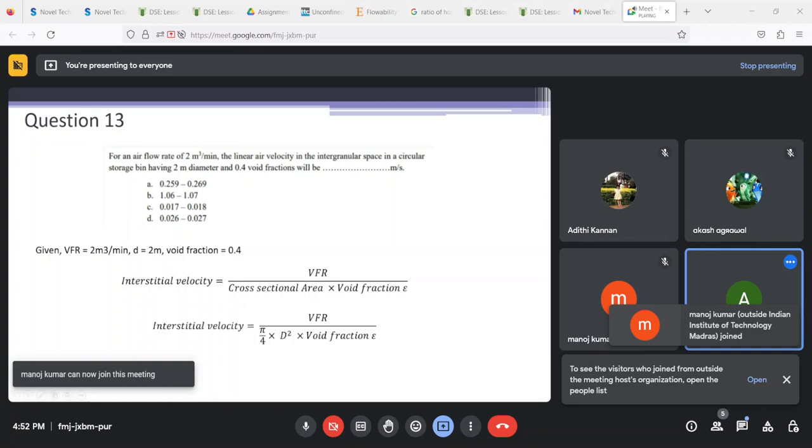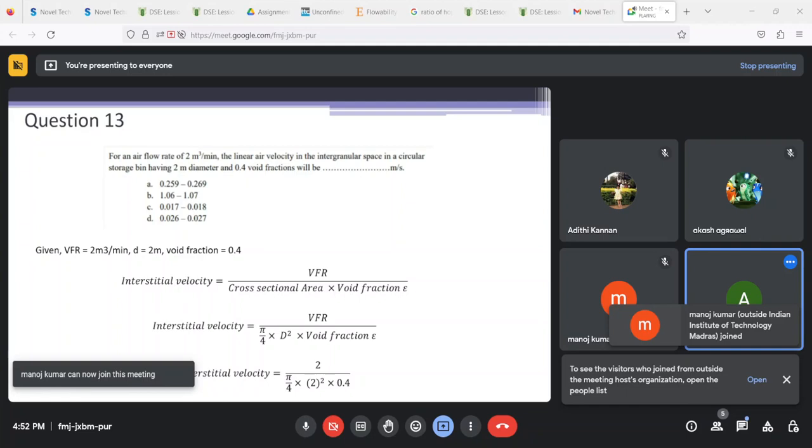So interstitial velocity can be given as volumetric flow rate divided by cross-sectional area of the bin, which is pi by 4 into d square, where d is the diameter of the storage bin. That area into the void fraction will tell you what is the area between the two grains. The volumetric flow rate divided by that area between the two grains will give you interstitial velocity. Hope this is clear. If there is any doubt, kindly let me know. We can repeat the question.